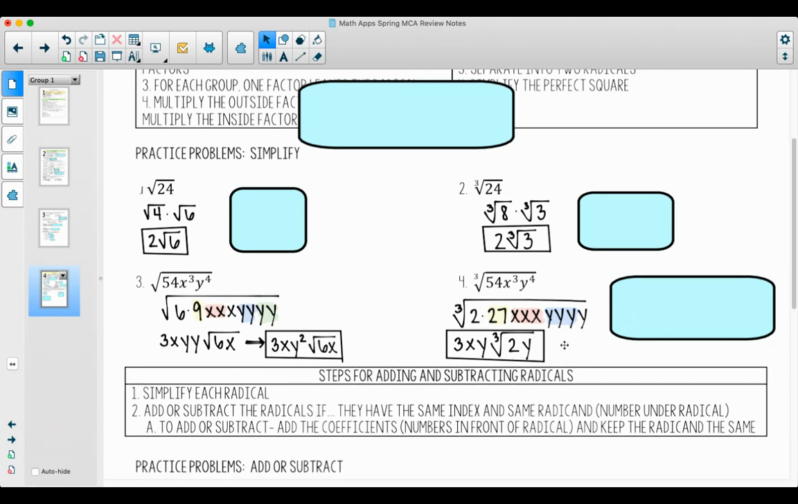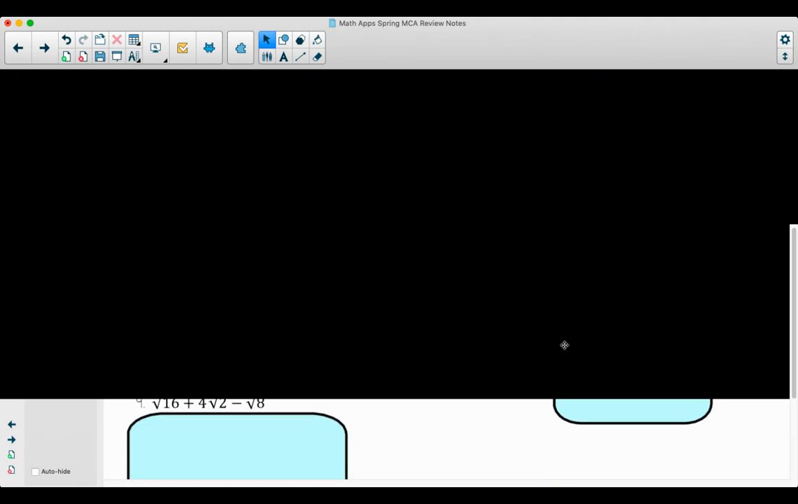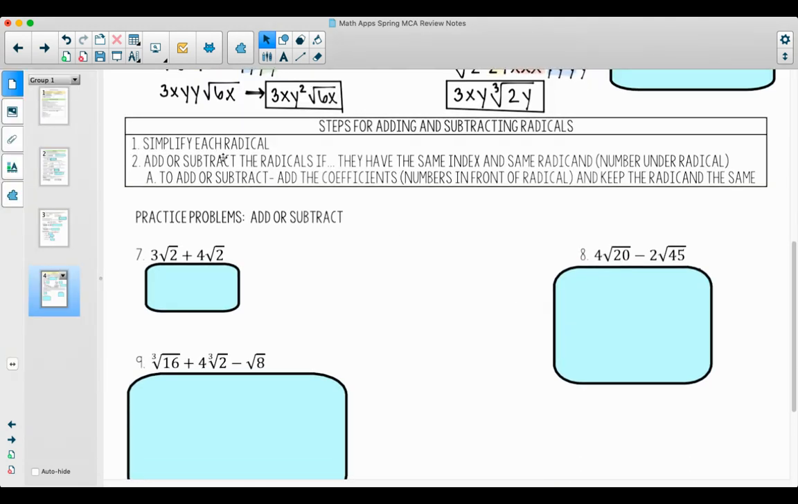The last topic we're looking at is adding and subtracting radicals. So remember, we always want to see if we can simplify the radical first, just like we did in those last 4 practice problems. We can only add and subtract radicals if they have the same index and the same radicand, which is the number underneath the radical sign. They need to have both conditions met. If they do, then all we're going to do is add the coefficients, the numbers in front of the radicals, and we keep the radicand exactly the same.